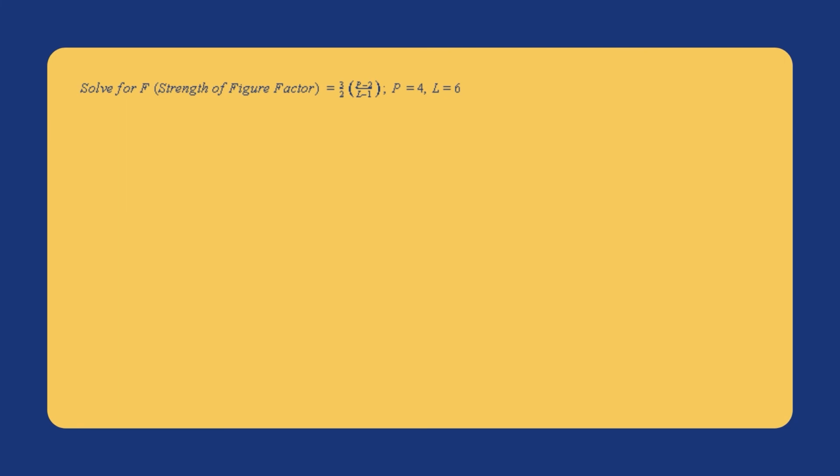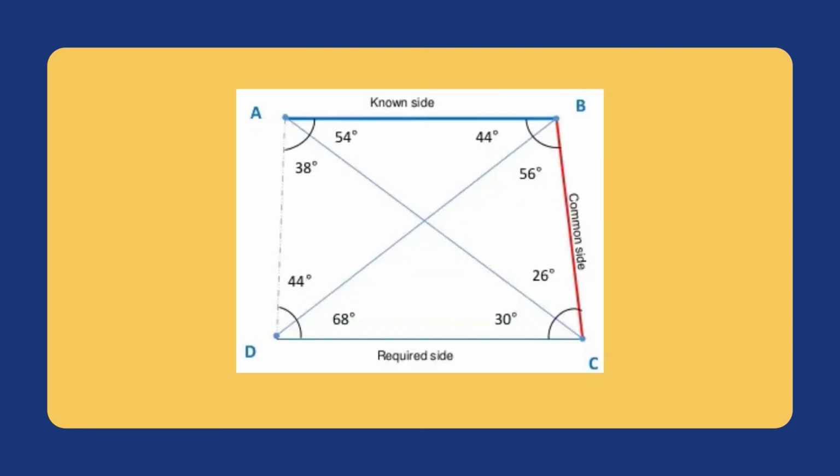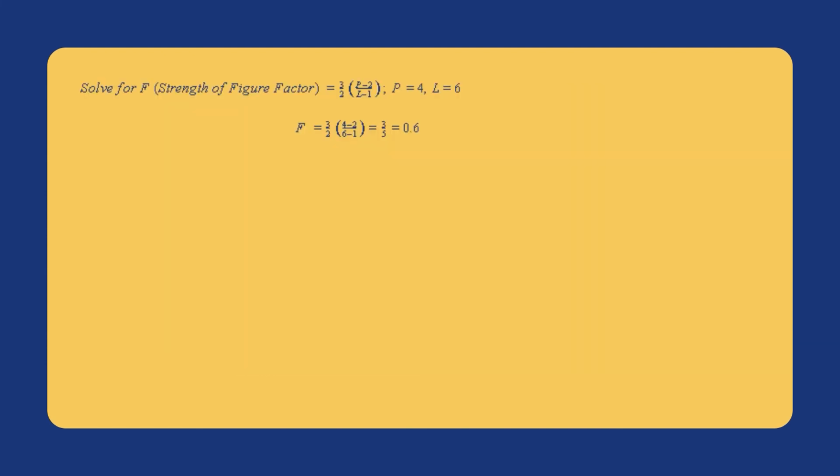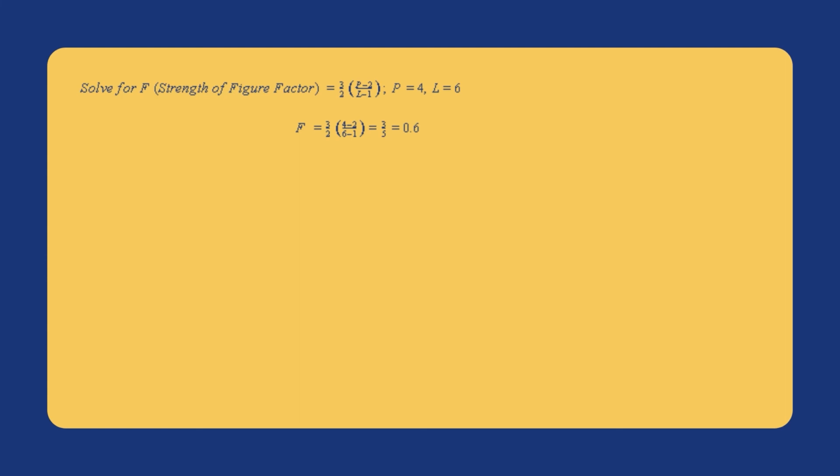Now, we are presented with a problem in finding the strength of figure of the component in which line BC is the common side. First, let us know the component F, or its strength of figure factor. From this figure, there are 4 stations and 6 lines shown. We then plug the variables into the given formula, which gives us a value of 3 over 5, or 0.6 in decimal point. It's easy, right?